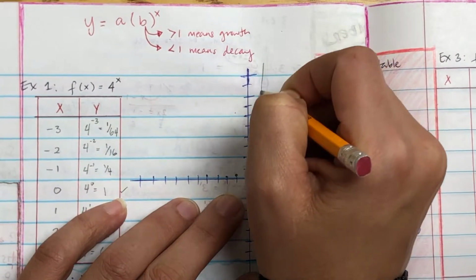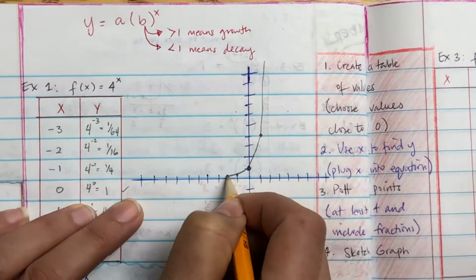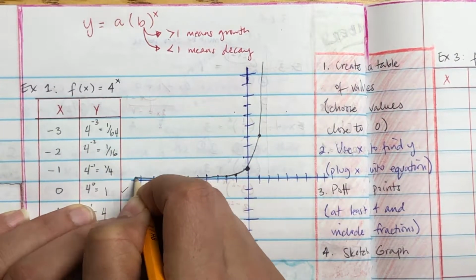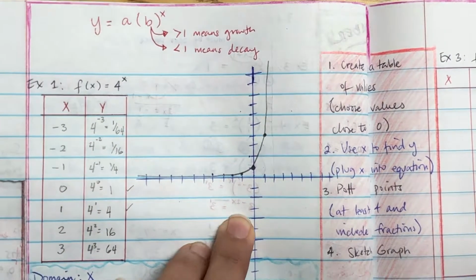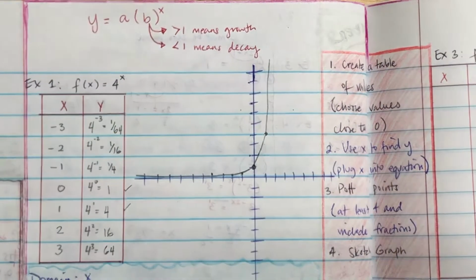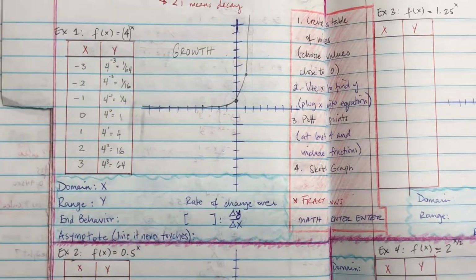Then join what you can see the curve doing. Don't forget to put arrows at the end. I forgot, and I'll come back and fix it in a little bit. And that's your sketch. And that's pretty much how you sketch your graph.